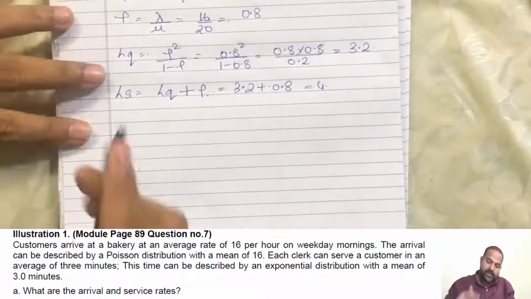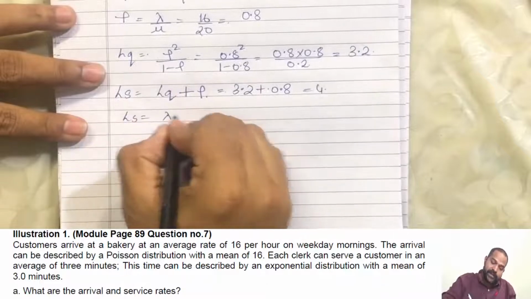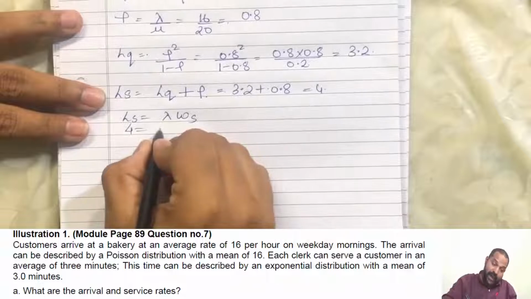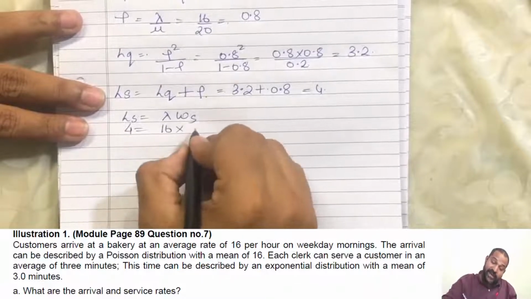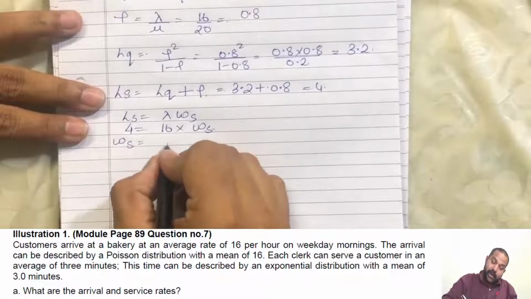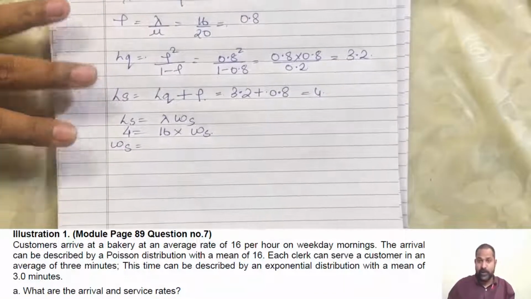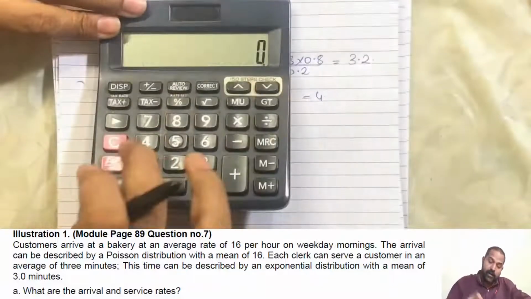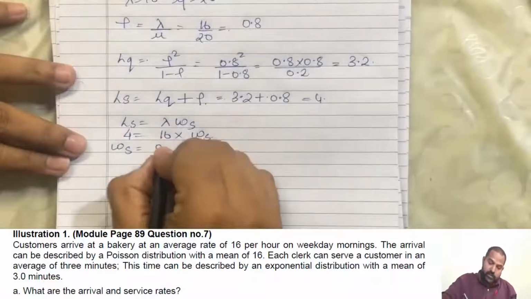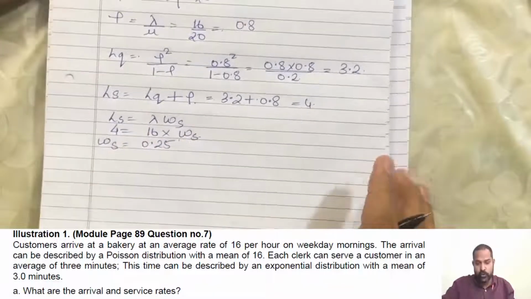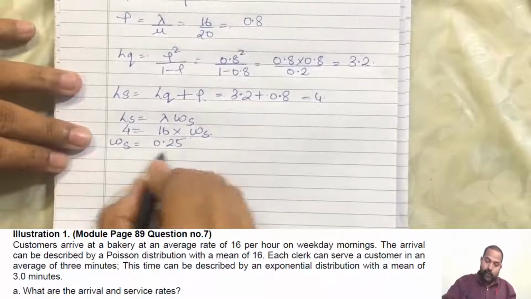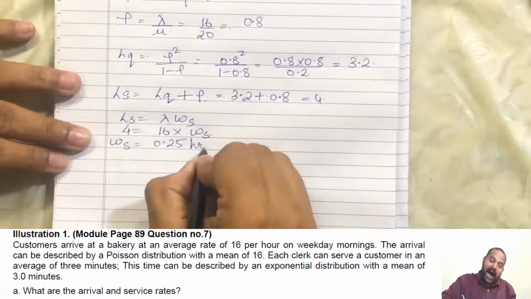Let's come to the next. Length of the system is lambda Ws. Length of the system is 4. Lambda is 16. Waiting in the system. So 16 goes on the other side and divides. Ws is, I'm writing this directly, I hope you understand, 4 divided by 16. What is 4 divided by 16? 4 divided by 16 is 0.25. So this is 0.25, and I've always told you that waiting time is time. So Ws is 0.25 hours.